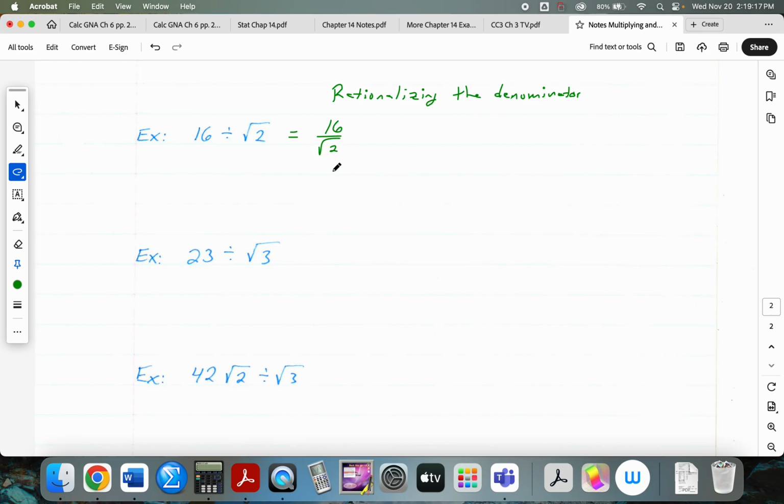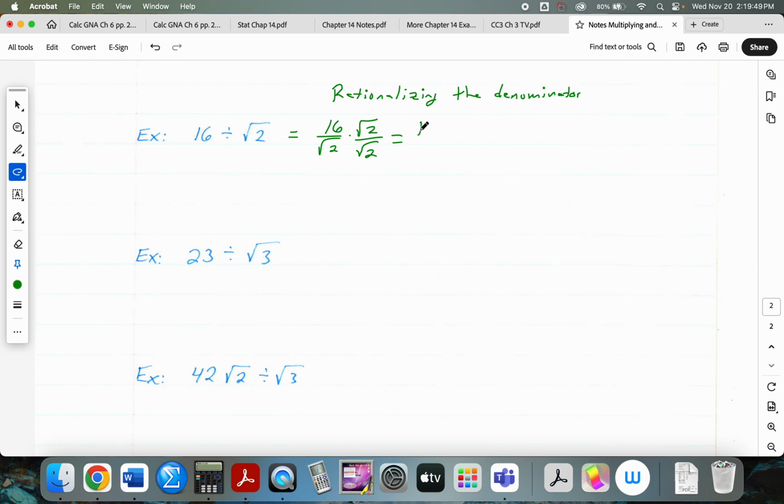So we've got 16 divided by the square root of 2. So here's how we rationalize the denominator. Whatever that square root is in the denominator on the bottom, we're going to multiply the top and the bottom by that square root. So I'm multiplying by 1, right? The square root of 2 over the square root of 2 is 1, but it's going to make a world of difference for me. So I multiply straight across.